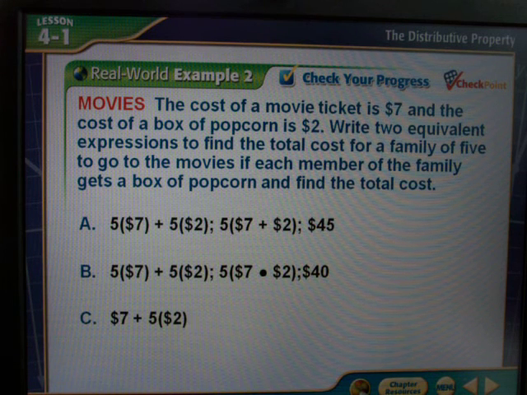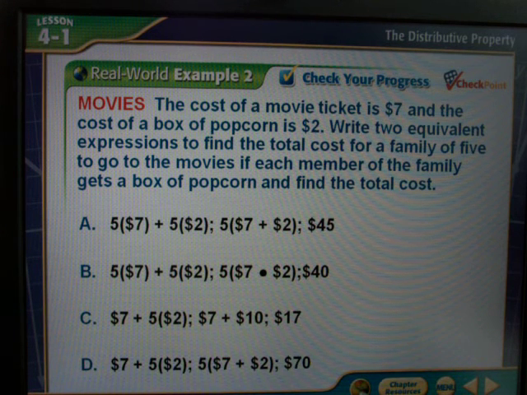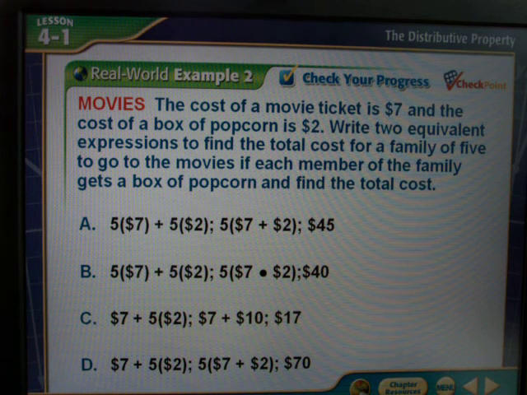So now the cost of a movie ticket is $7, and the cost of a box of popcorn is $2. Write 2 equivalent expressions to find the total cost for a family of 5 to go to the movies if each member of the family gets a box of popcorn, and then find the total cost. So, is it A? Is it B? Is it C? Or is it D? And your answer is?